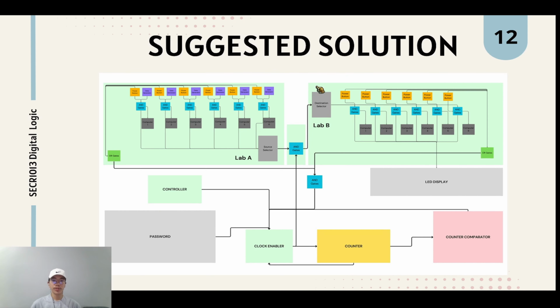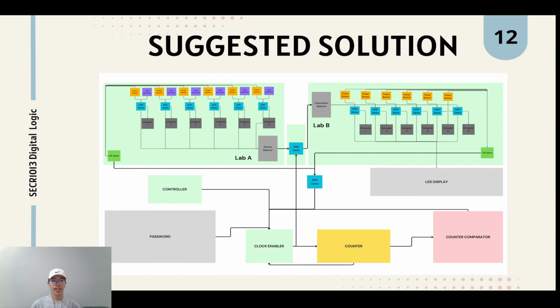Next, we move on to lab B. As you can see, lab B is located in the top right corner. Inside lab B, there is a destination selector, i.e. a demultiplexer. Connected between lab A and lab B is an AND gate.